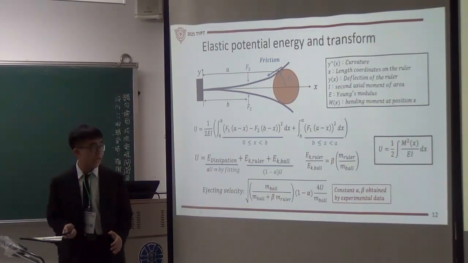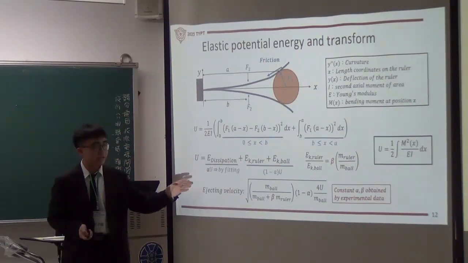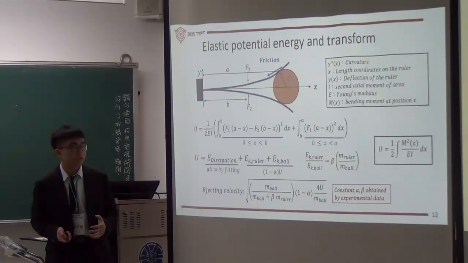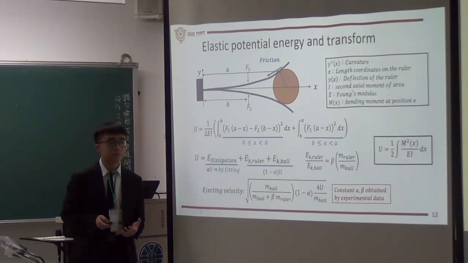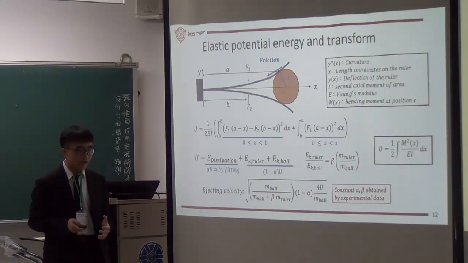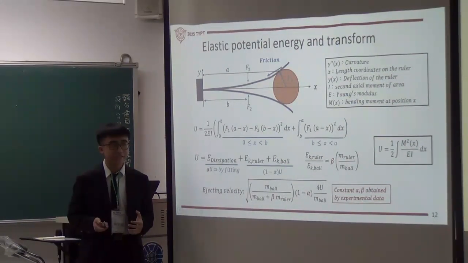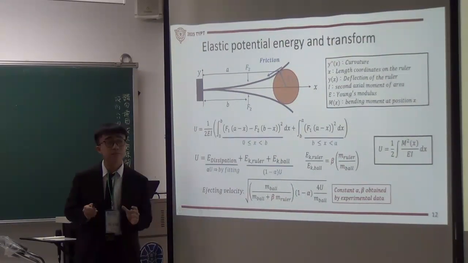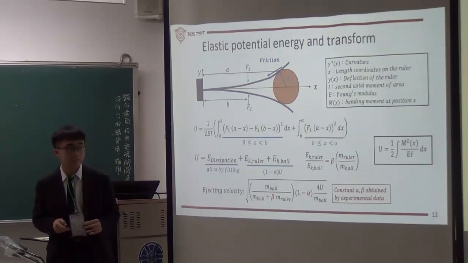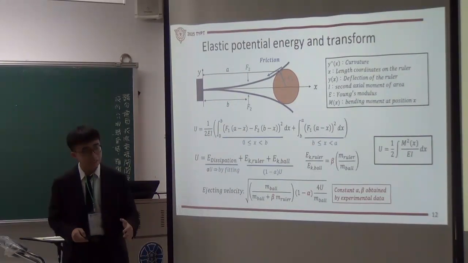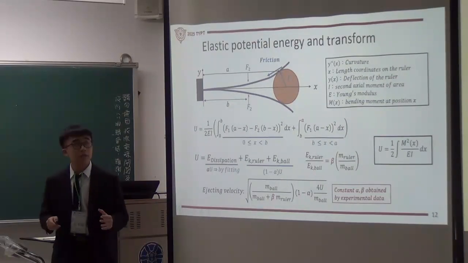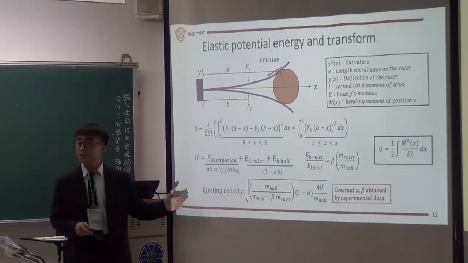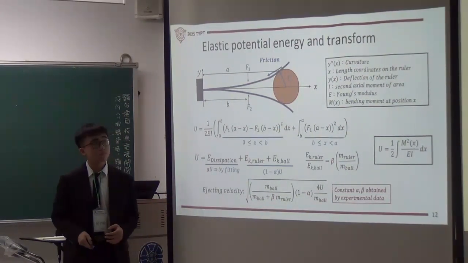We can assume the dissipation as a constant alpha times the potential energy. So the kinetic energy in this case will be 1 minus alpha times the potential energy. At the same time, we can know that the ratio of the kinetic energy will equal a constant beta times the ratio of the mass. About the constants alpha and beta, we can obtain them from the experimental data. So derived from the above, we can get the ejecting velocity of the projectile.